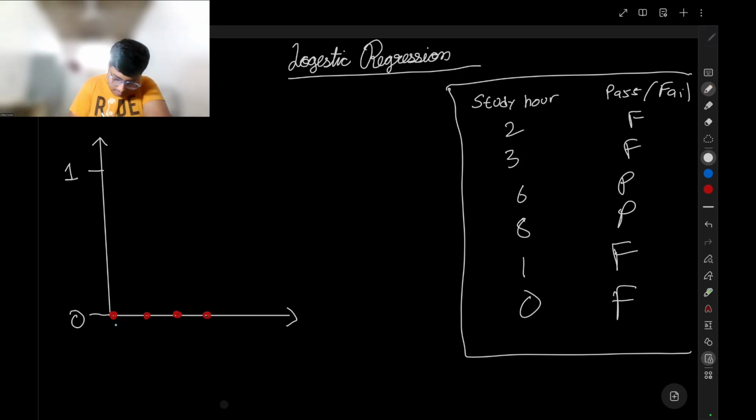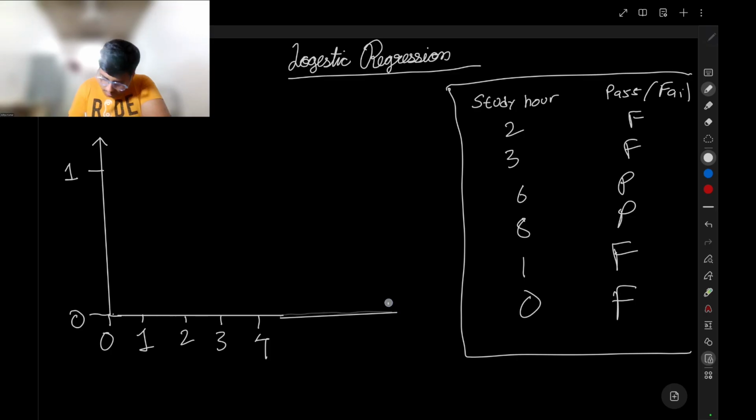Then let's write here 0, 1, 2, 3, 4, 5, 6, 7, 8. Okay, now let's denote the points. So the study hour 0 is fail, 1 is also fail, 2 is also fail, 3 is also fail. Then we have 6. 6 is pass. Okay, 7 is also pass.